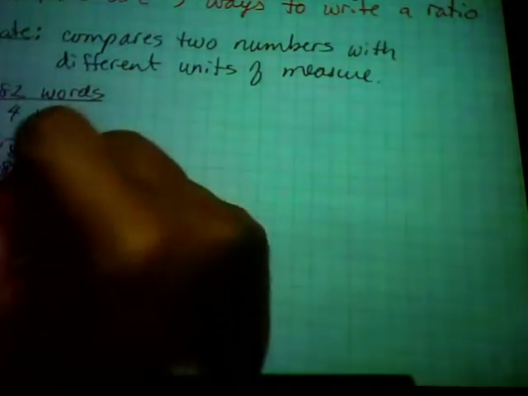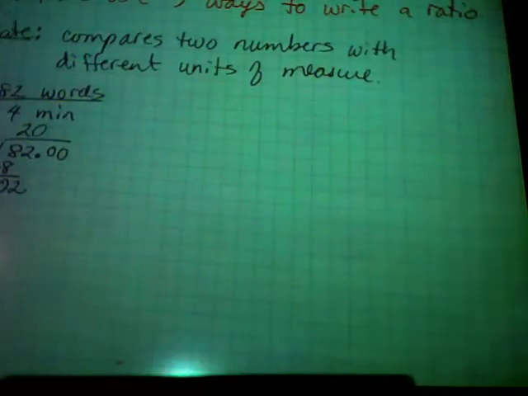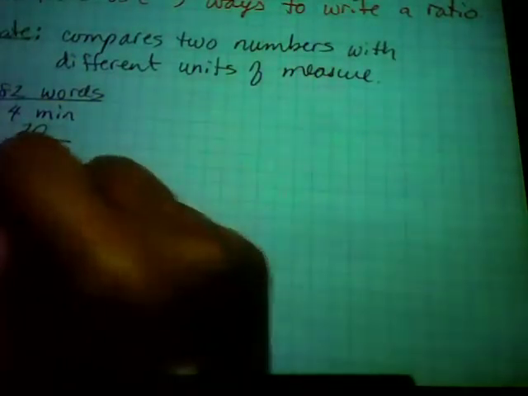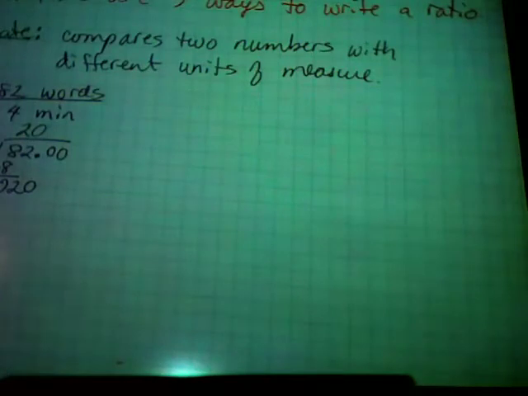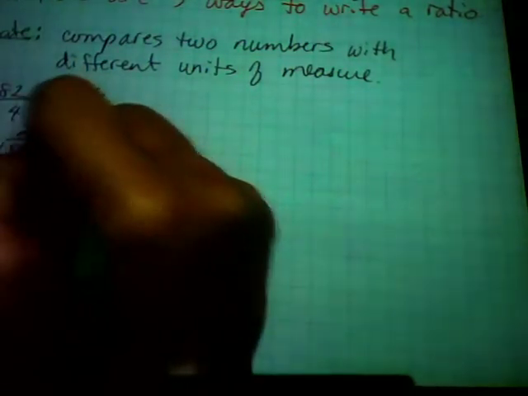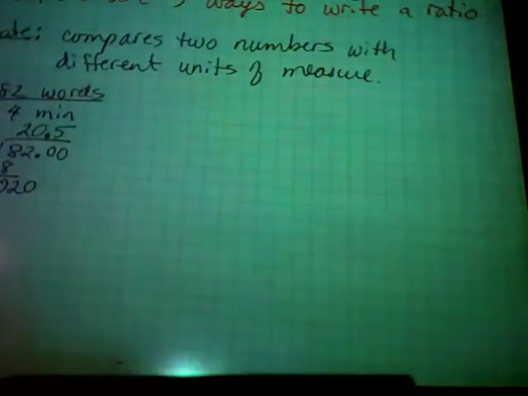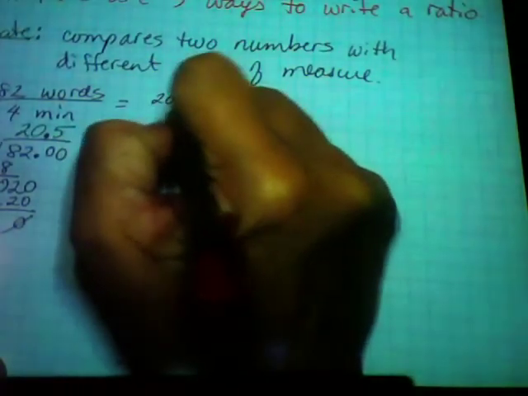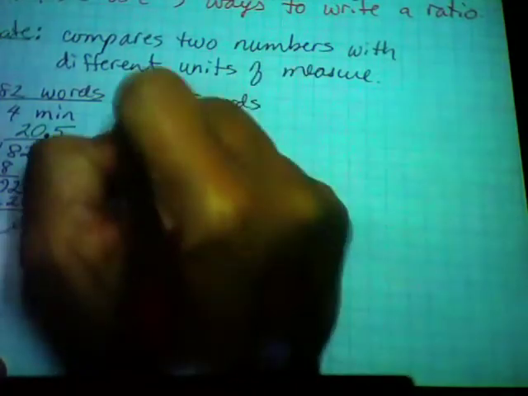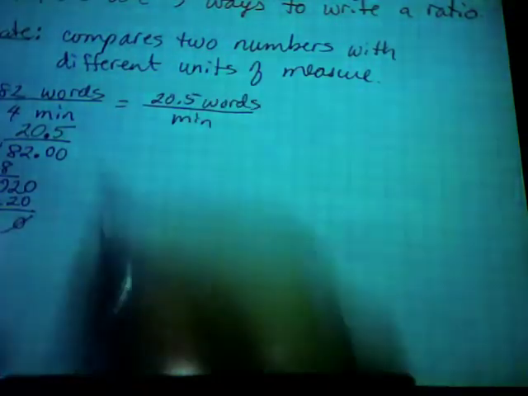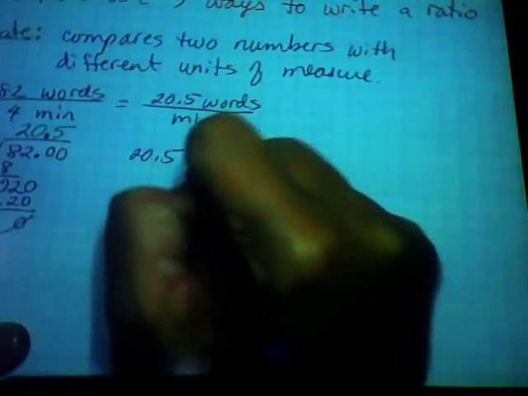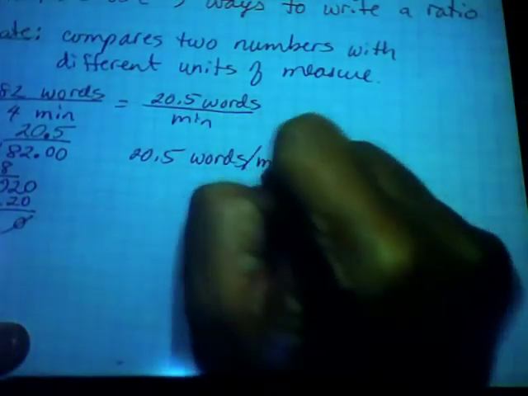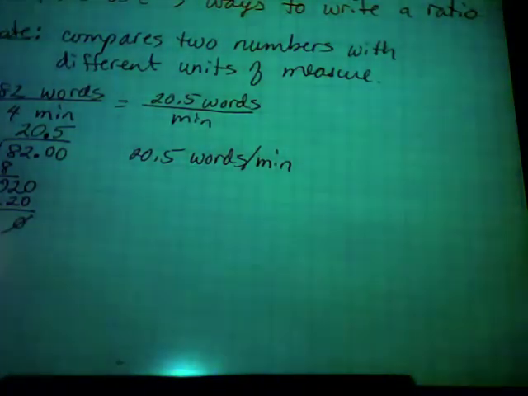So I need to add a decimal point, and I'm going to add a couple zeros. So now if I bring down a 0, now 4 can go into 20, right? How many times? 5 times. And here's my decimal point. And 4 times 5 is 20. So now I have a remainder of 0. So now I'm done. So that means that this reduces to 20.5 words per minute, or you can write it 20.5 words/minute. We've seen it written that way, right? Either one of these is acceptable.